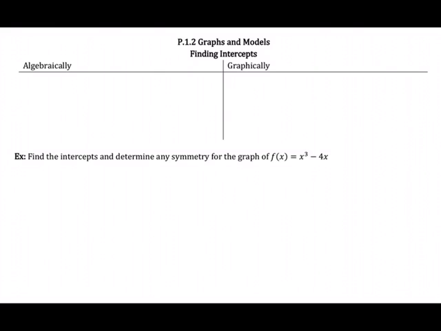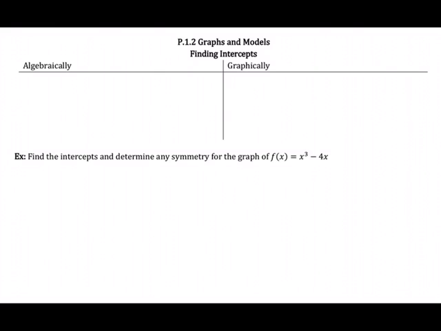Oftentimes, those points are the most applicable in real-world situations. In later sections, we will talk about extrema, the maximum or the minimum value, and those are also distinct points that are useful in the business world, where you may be trying to maximize profit, or you may be trying to minimize cost. Those different key parts of functions that we can think about graphically are important pieces of information. So we want to know how to find these different pieces of information because they can help us in an application sense. So let's focus on intercepts.